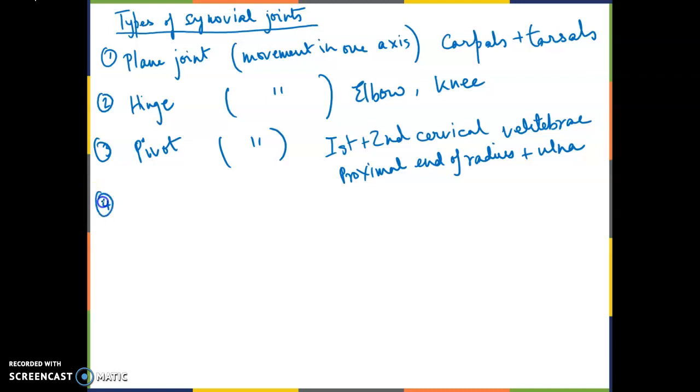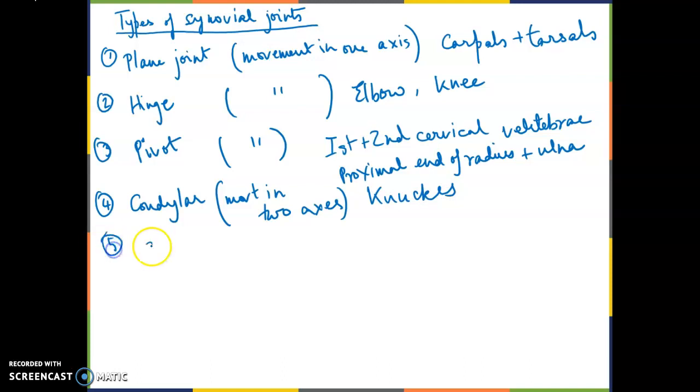The fourth type is called condylar. And in case of condylar joint, we have movement in two axes. So we can have movement front and back and side to side. Condylar. Classic example, your knuckles. Knuckles are example of condylar joint. The fifth one is saddle.